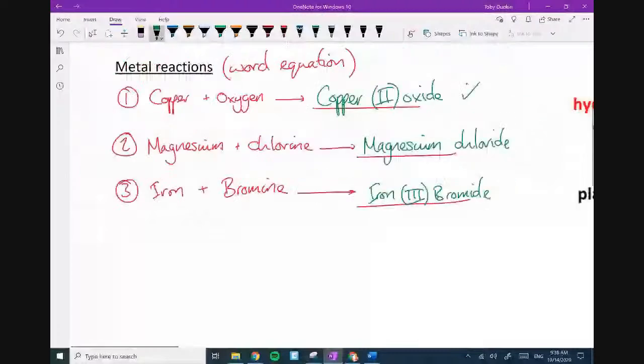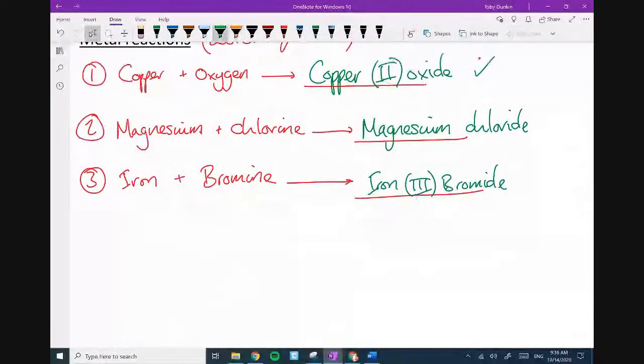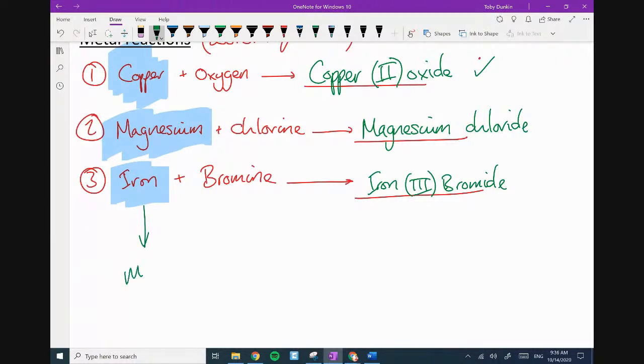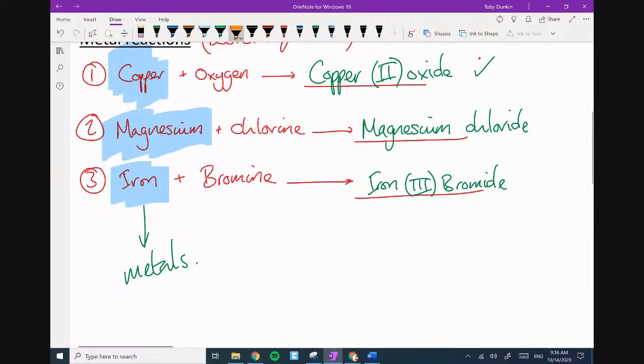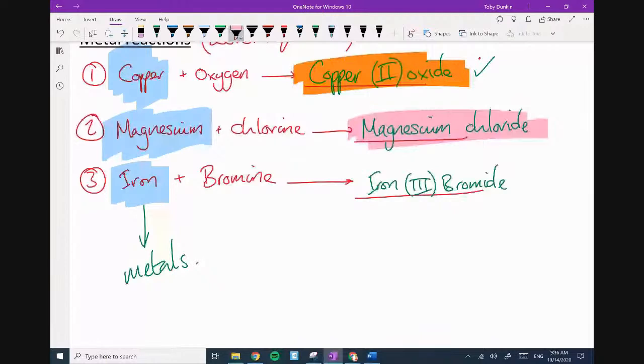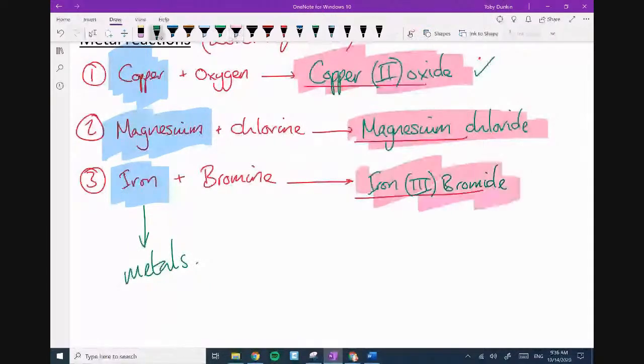But what I now want to mention to you guys is I'm just going to highlight, and you can do the same thing. So we can clearly see that all these three here are the metals. And all of these, I'll change my highlighter color. Can't do it in green because that's going to become a nightmare. Let's do baby pink. I like baby pink. Copper oxide. These are salts. These are called metal salts.